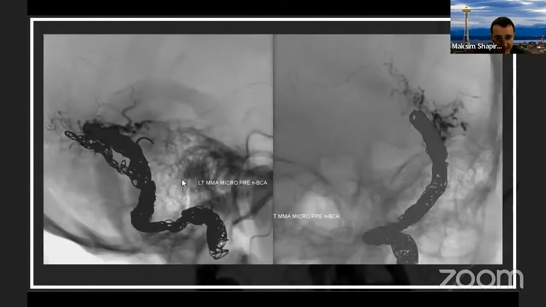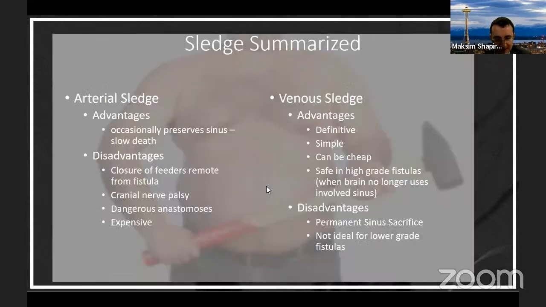So here's again, like occlusion, right? Coils, a bunch of coils. And then that was topped off with some glue at that time. So this is basically the idea of these like 2 treatments. We'll probably skip over them a little bit.